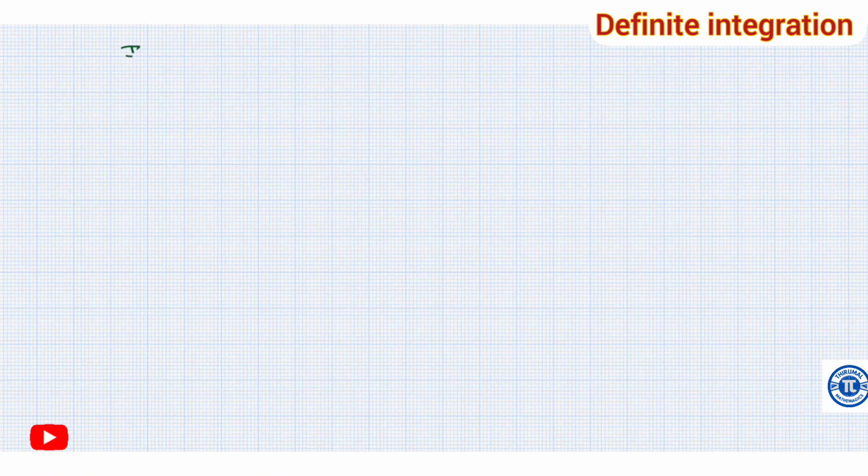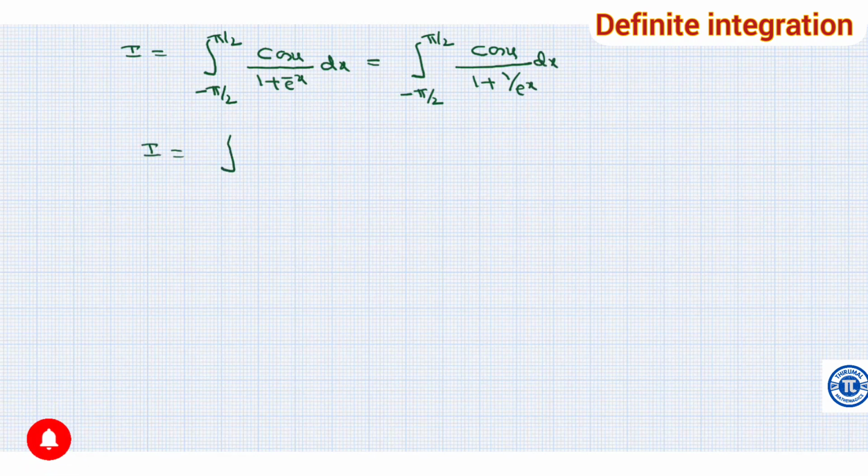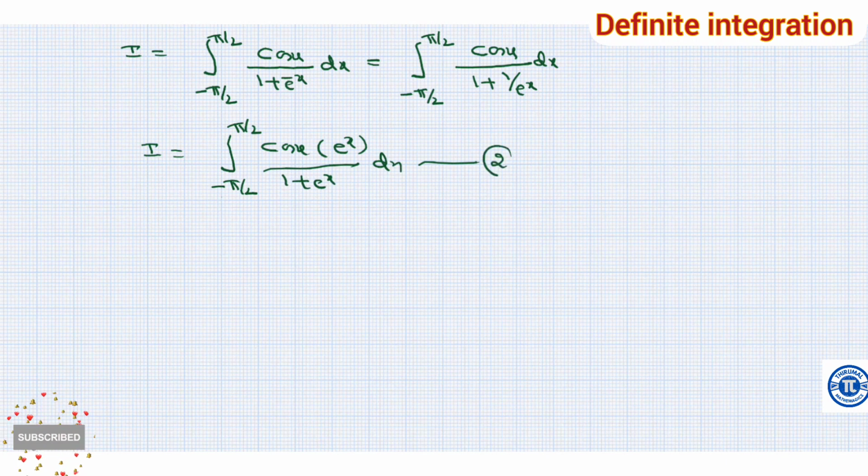So I equals integration from minus pi by 2 of cos x by 1 plus e power minus x dx, is equal to integration minus pi by 2 of cos x by 1 plus e power minus x, that is 1 by e power x dx. Okay, so I equals integration minus pi by 2 of cos x into e power x by 1 plus e power x dx. Suppose this is equation number 2.